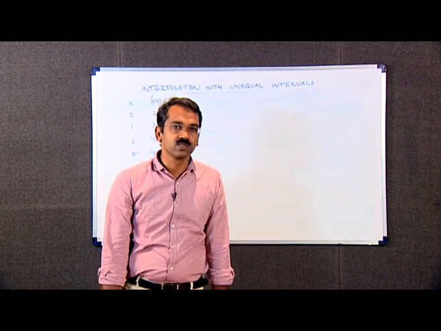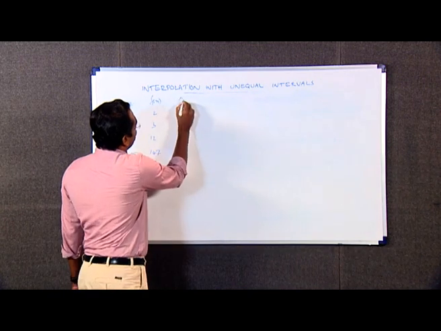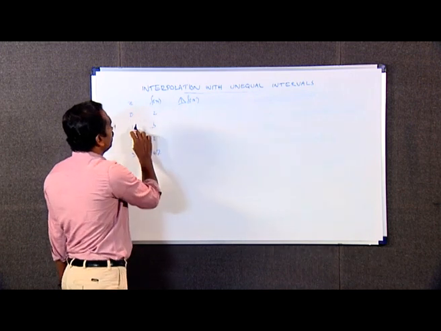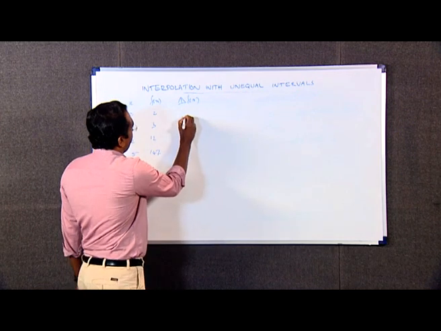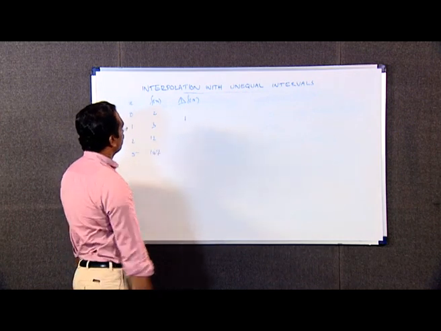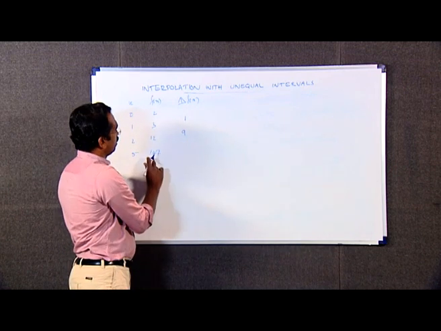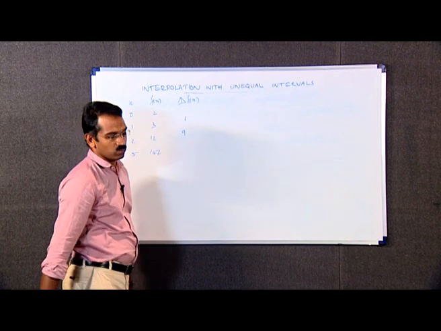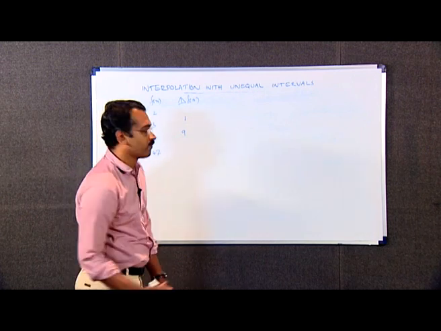Now, first we construct the divided difference table. The first order divided differences are (3 minus 2) divided by (1 minus 0), that is 1. Here (12 minus 3) divided by (2 minus 1), 12 minus 3 is 9. Here (147 minus 12) divided by (5 minus 2), which is equal to 45.